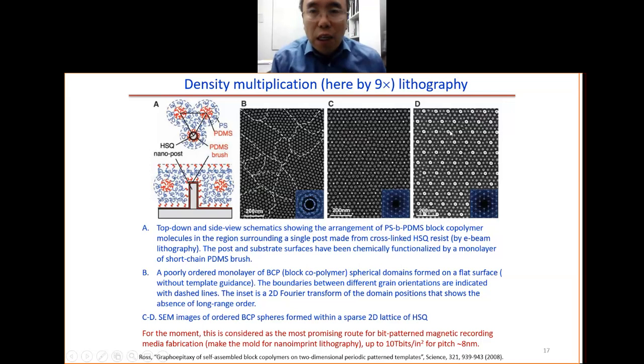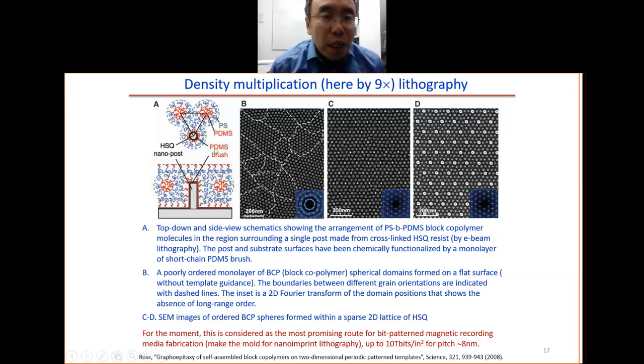So how to do this? So first, we pattern those big pillars. Those big pillars are this HSQ. This one is the negative tone electron beam resist. So you can form the pillars by electron beam exposure. Then you do the development. You get this HSQ pillars. So this one is the negative resist.